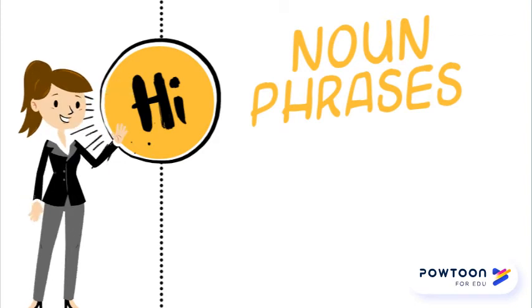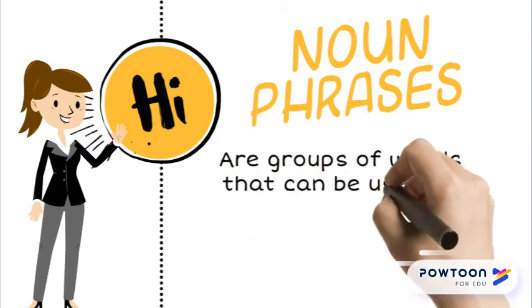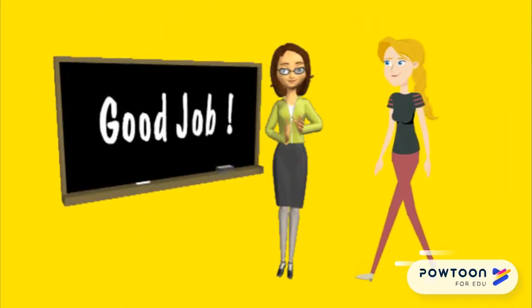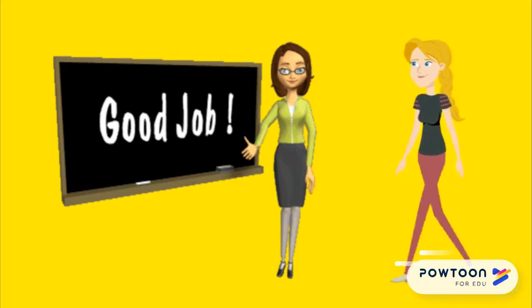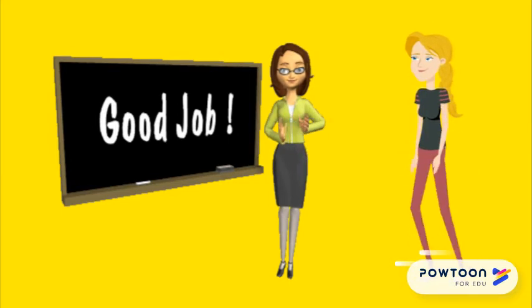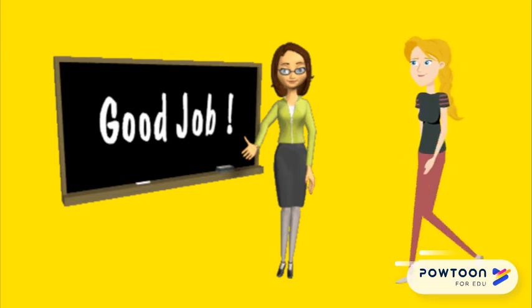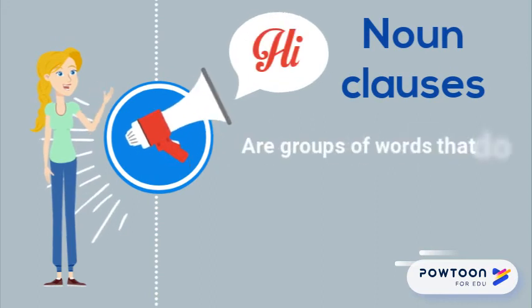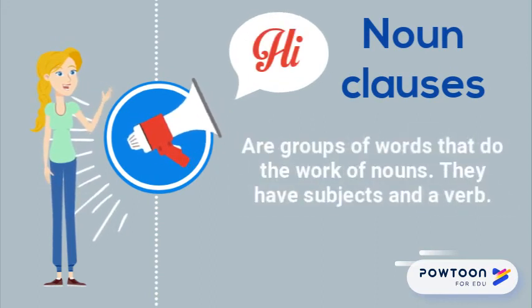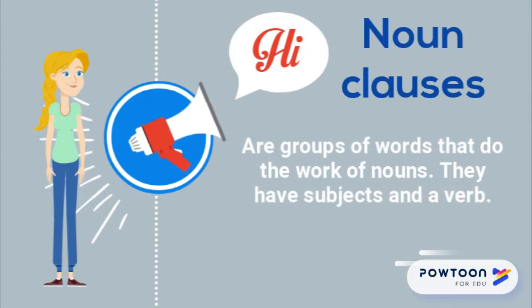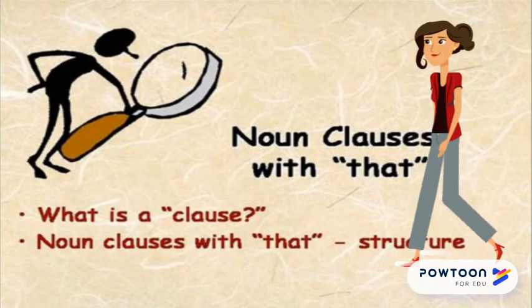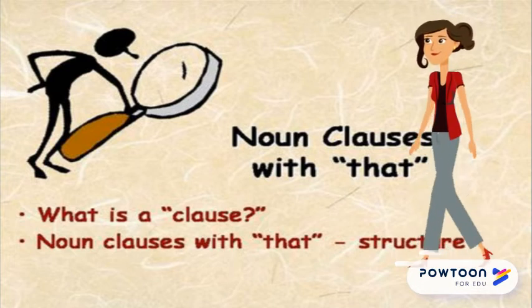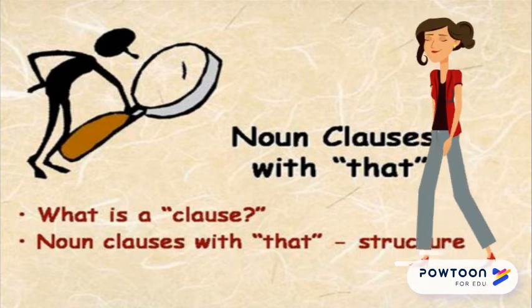Noun phrases are groups of words that can be used as subjects or objects in sentences. For example, my teacher phoned my mother. My teacher is a noun phrase and is the subject. My mother is a noun phrase and is the object. Noun clauses are groups of words that do the work of nouns. They have subjects and a verb. For example, he expected that he would get a prize. A tip to remember is that a clause always contains a verb.